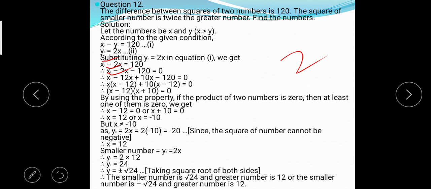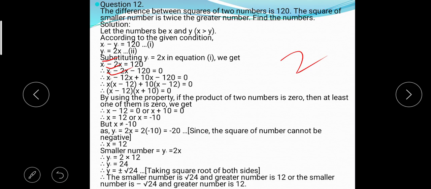And after solving, you will get the value of x is equal to 12, or x is equal to minus 10. So minus 10 is not possible, because the square of a number cannot be negative, and therefore x is equal to 12. And the smaller number y square is equal to 2x. So 2 into 12, that is 24.